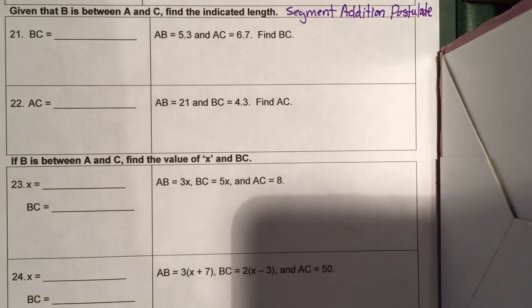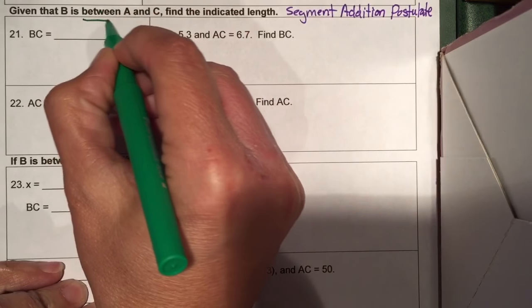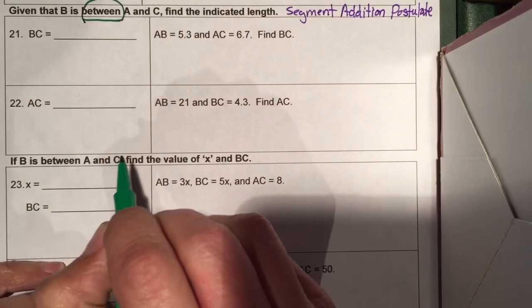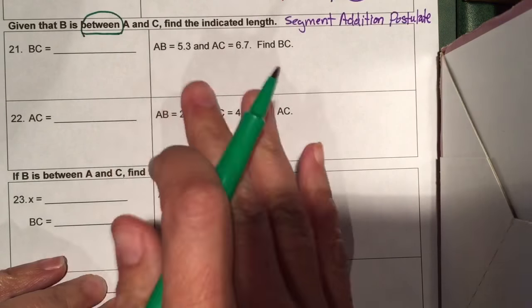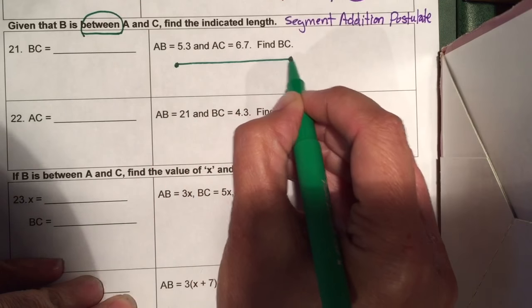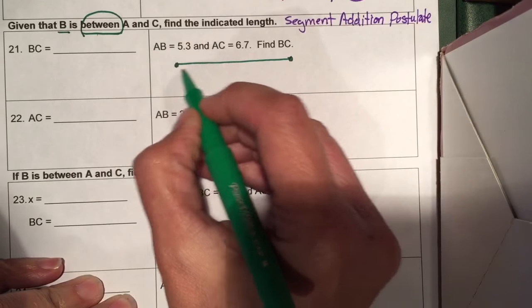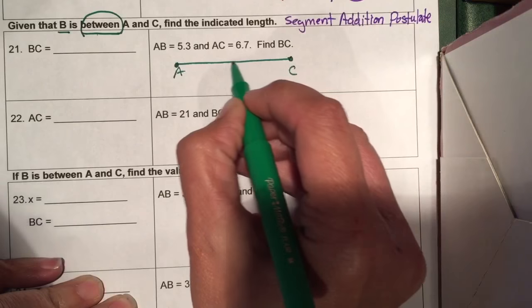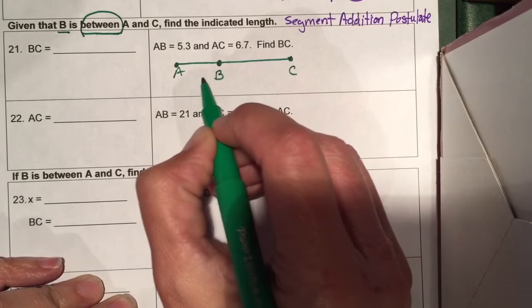So what you're going to actually do is draw your picture. So I have B is between. Now remember, between does not mean middle. Between just means in between. It can be anywhere on the segment. So we're going to have our segment, and B is between A and C. So I'm going to have A, C, and I'm going to put B here.